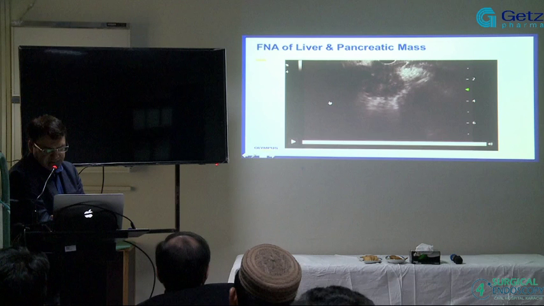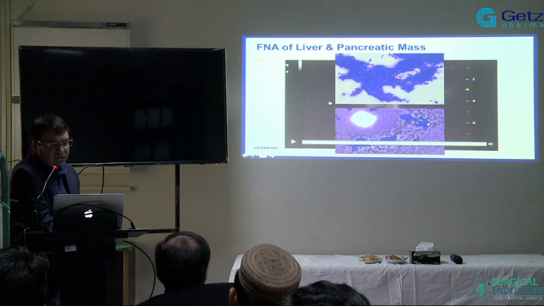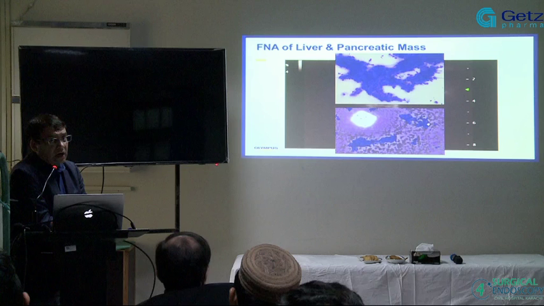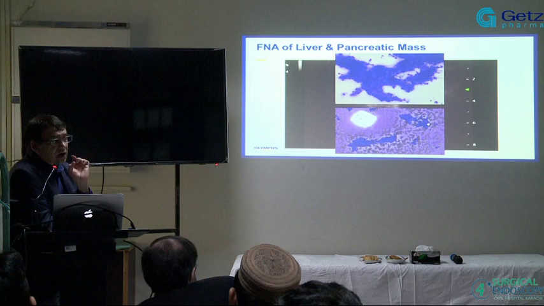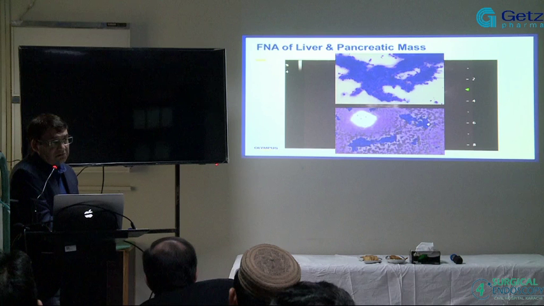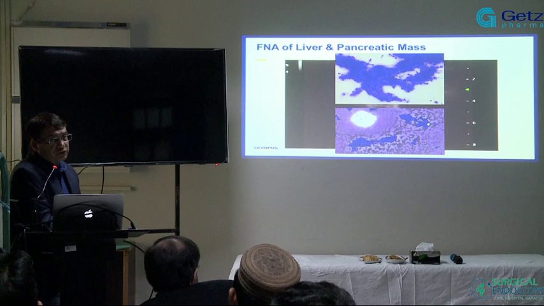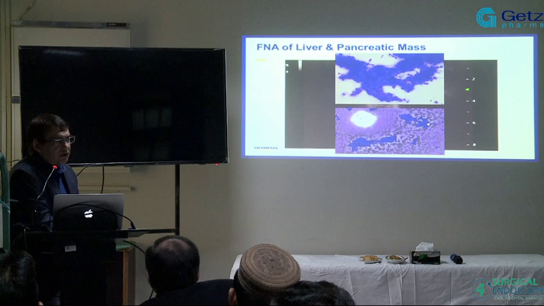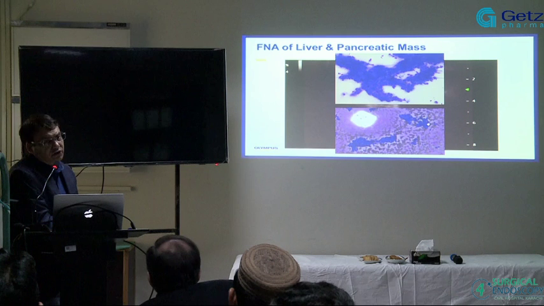It's only 4 or 5 times. So these are the slides showing that you get good tissue. Metastatic lesions in the liver are extremely cellular, and usually I end up using a 25 gauge needle for those, because they are so cellular and you get a very, very good specimen with that.